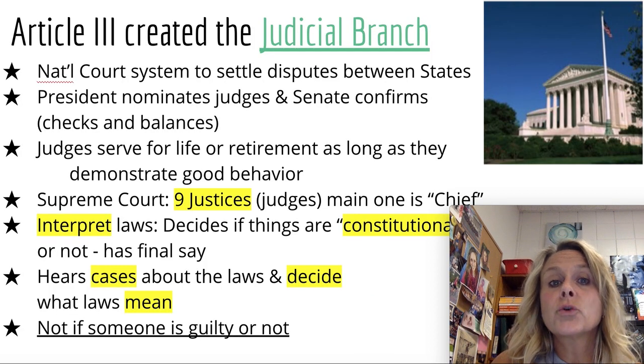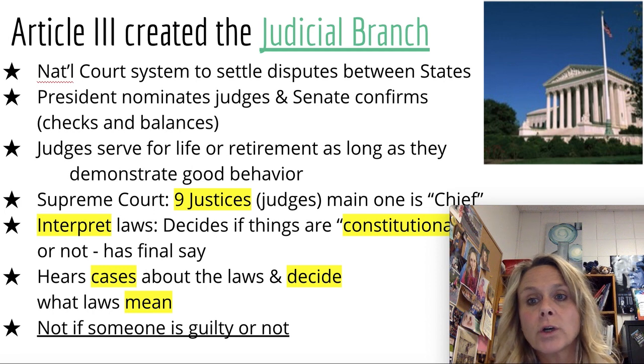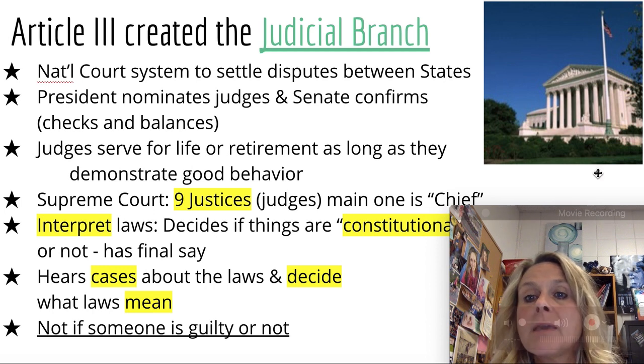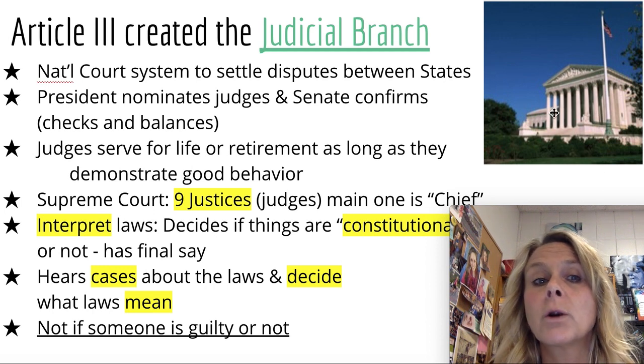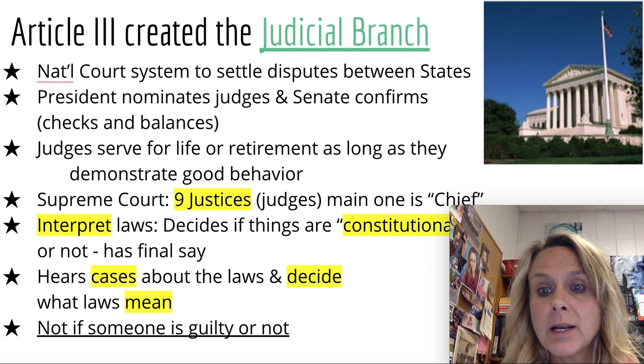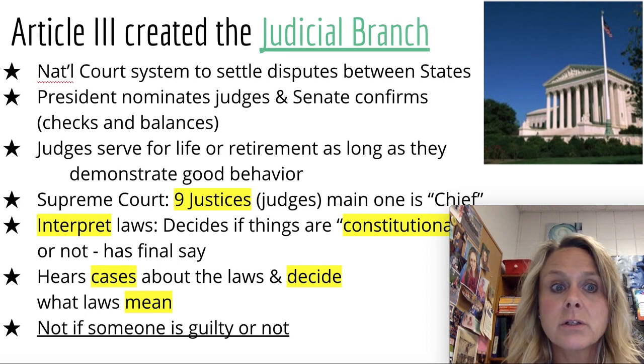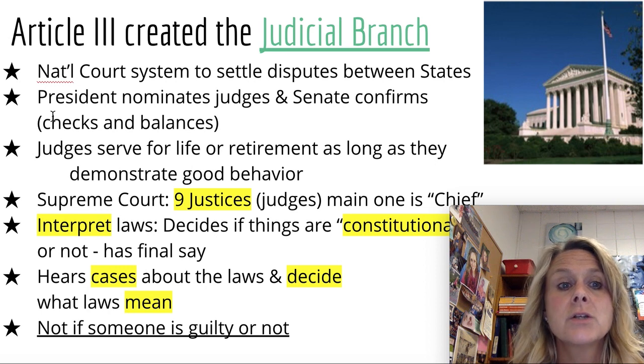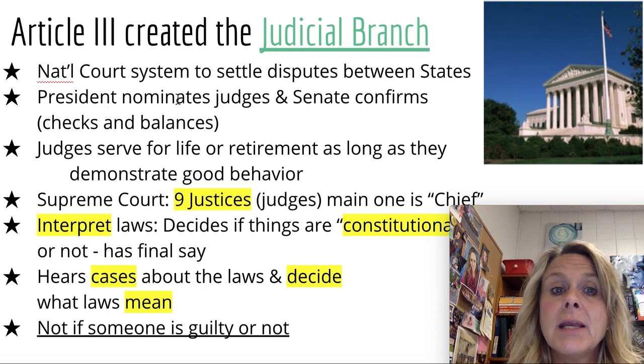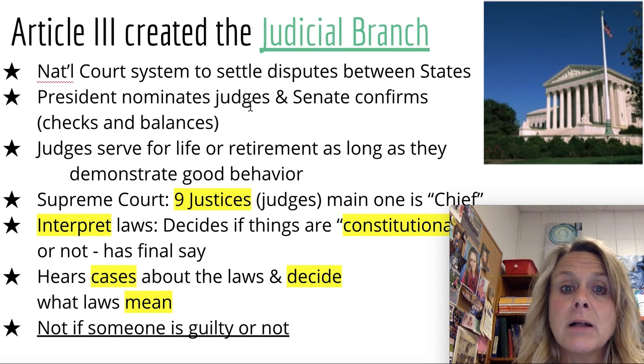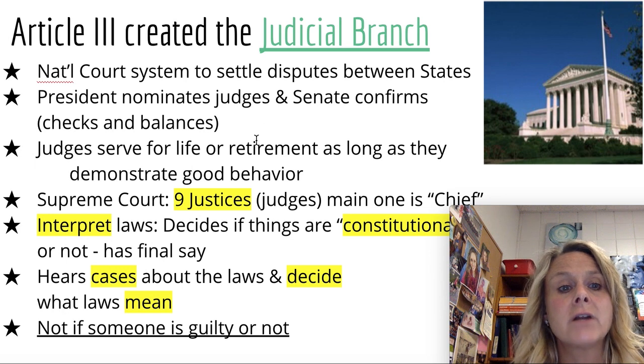The third article created the judicial branch or the court system, the federal court system. They meet and do their job at the Supreme Court building. They wanted to create a national court system because under the Articles of Confederation, they were unable to settle disputes between the states. So the president has to nominate a judge. Checks and balances, the Senate has to approve or confirm it. That's just what happened with Judge Kavanaugh.